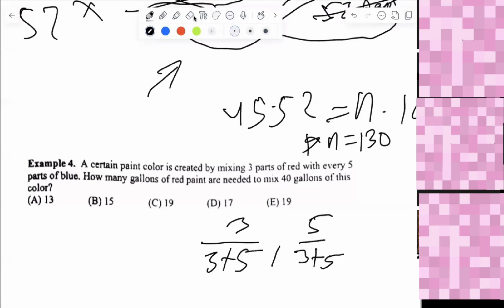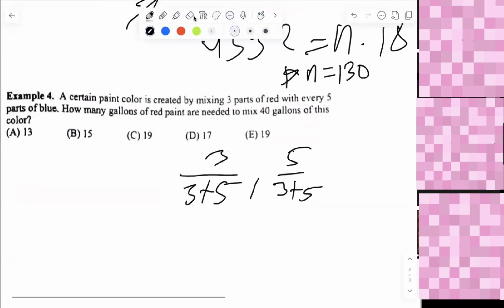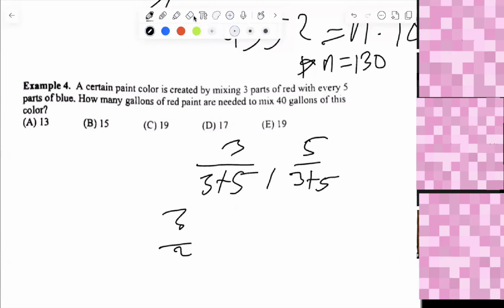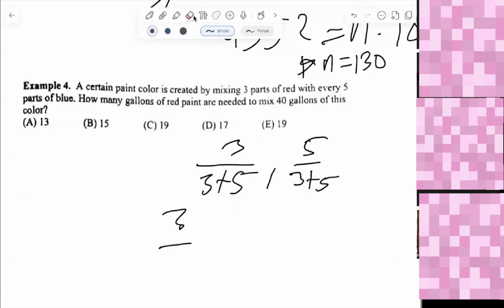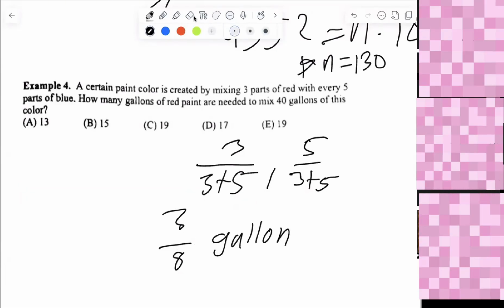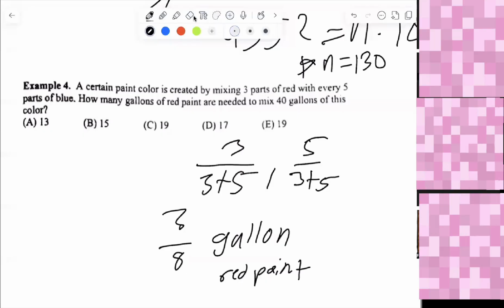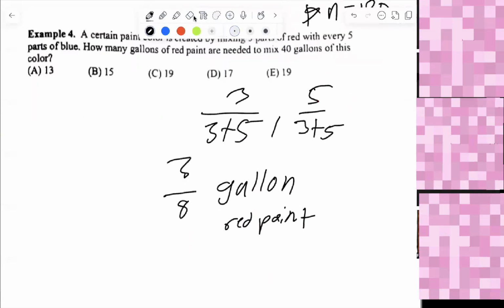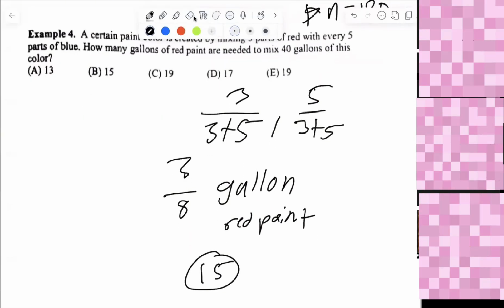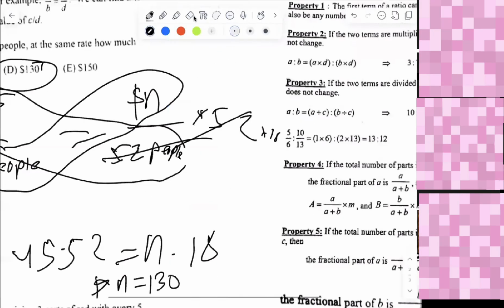Now we want to see how many gallons of red paint are needed to mix 40 gallons of this color. We know that for 1 gallon, you only need 3/8 of the gallon of red paint. Now we want 40 of these, so we just multiply 3/8 by 40, and we're left with 15 as the answer. It's just simple ratios, rates and proportions. These are all the questions basically. So it's B.